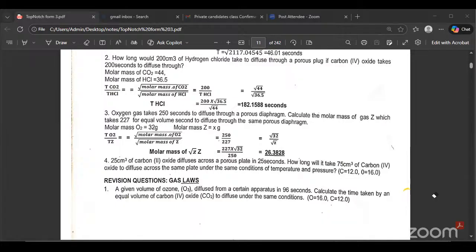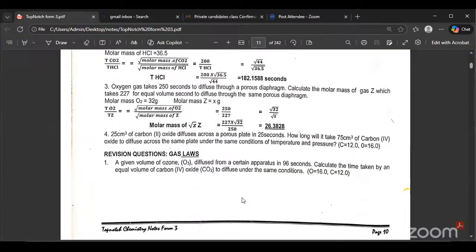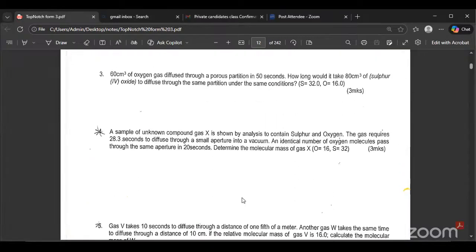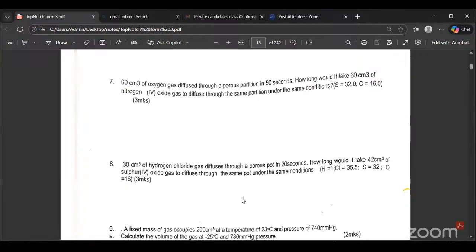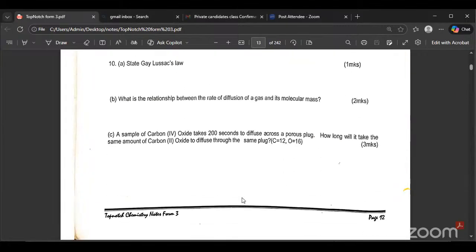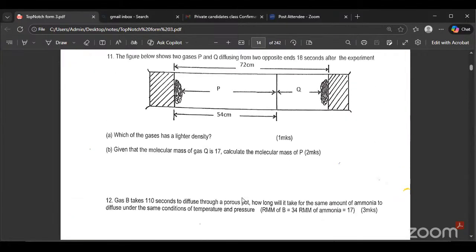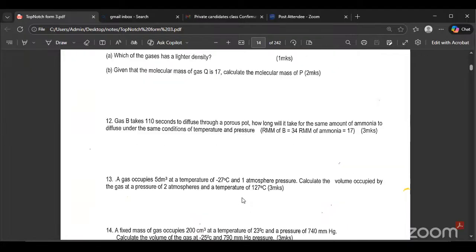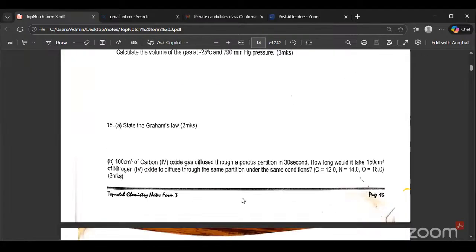Now, before we end, I wanted to say something small about what you call the pressure law. It might not be tested. It could be tested. So these are the revision questions. I think I don't know, I'll truncate them. These are very interesting. But before I even continue, do you have KLB?